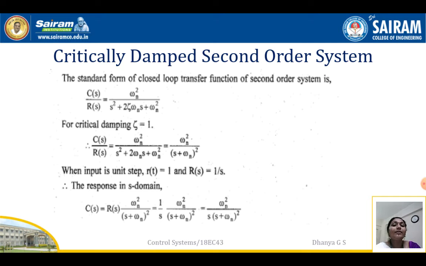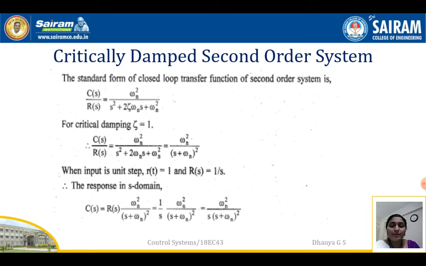The closed loop transfer function is C of s by R of s is equal to omega n square divided by s square plus 2 zeta omega n s plus omega n square. I already told you, for all the four cases you have to use the same transfer function. The only difference is the zeta value will vary. Previously we have seen zeta is equal to 0 for undamped and 0 less than zeta less than 1 for underdamped. Now for critically damped, zeta value is 1.